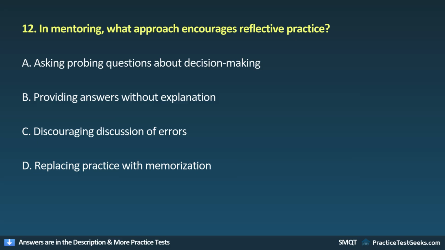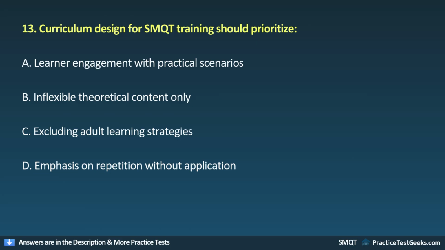12. In mentoring, what approach encourages reflective practice? A. Asking probing questions about decision-making. B. Providing answers without explanation. C. Discouraging discussion of errors. D. Replacing practice with memorization.